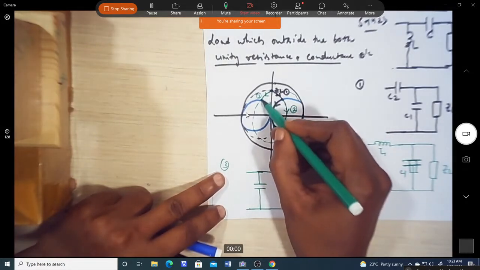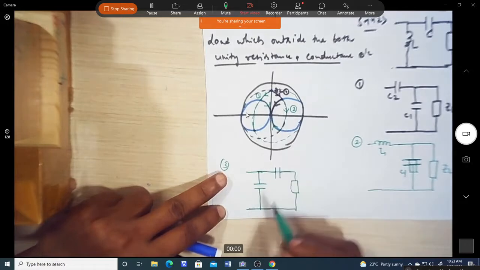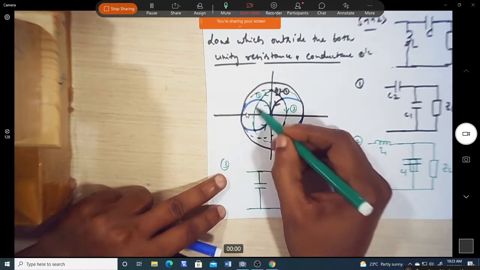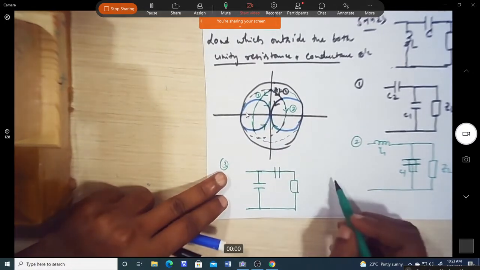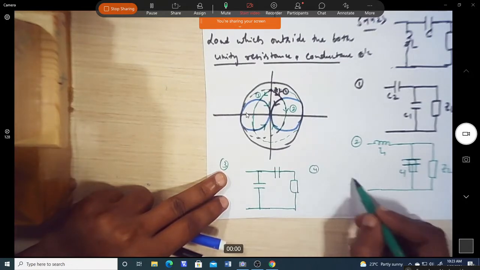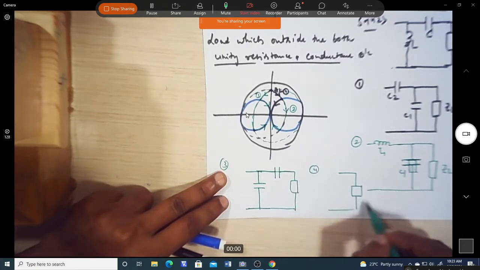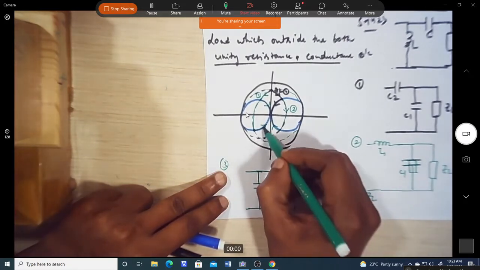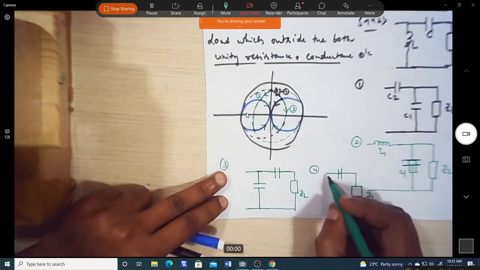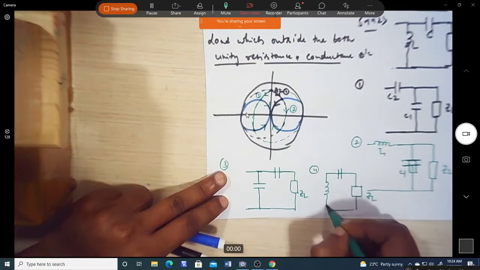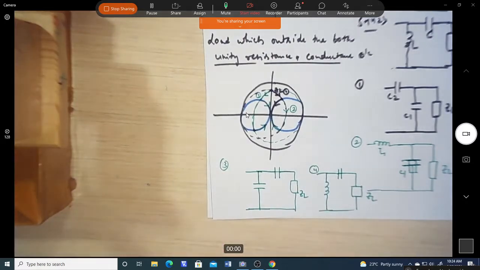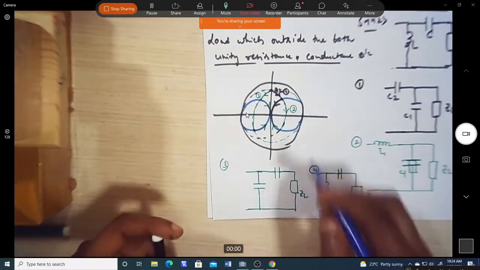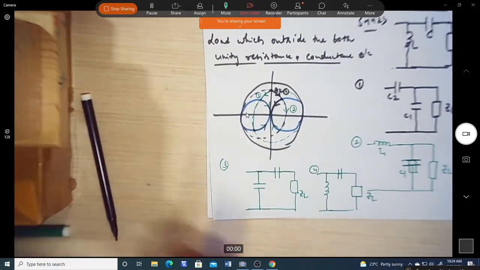Now similarly, from here we can come down till this point, and again move upwards. We are moving downwards, which gives a series capacitance. For solution 4, I will write it here, where we have ZL. We have a series capacitance first, then we move upwards on the conductance circle, so we have a shunt inductor. So these are the 4 solutions we can get if the load is outside both circles, that is, the unity conductance circle and the unity resistance circle.